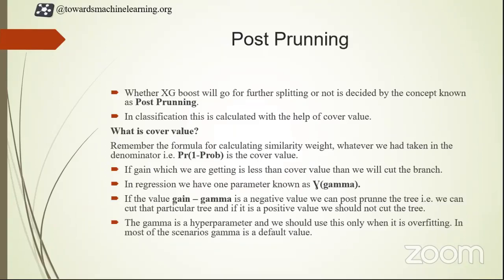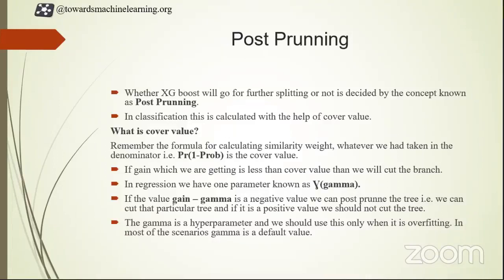Okay, but if this gain is greater than the cover value, we will go on further splitting. This is a very easy thing in XGBoost. In regression, we have one parameter known as gamma. We can set this gamma with the help of hyperparameter tuning. If the value of gain minus gamma is negative, we can post prune the tree, that is, we can cut that particular tree.